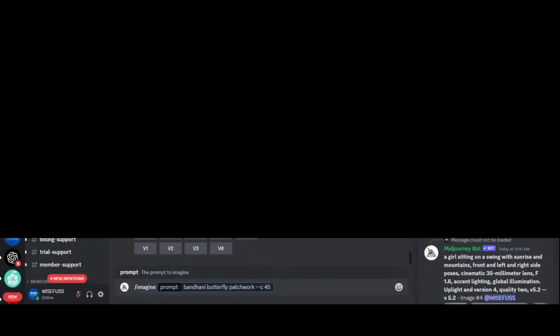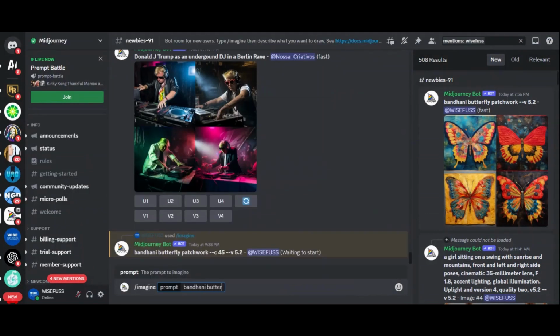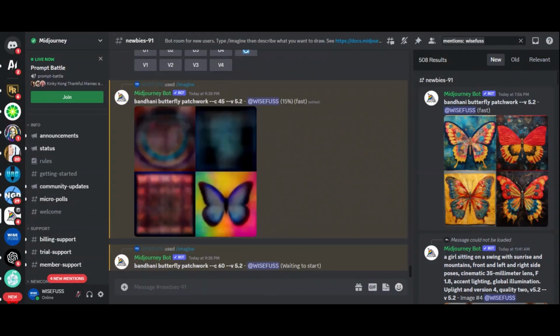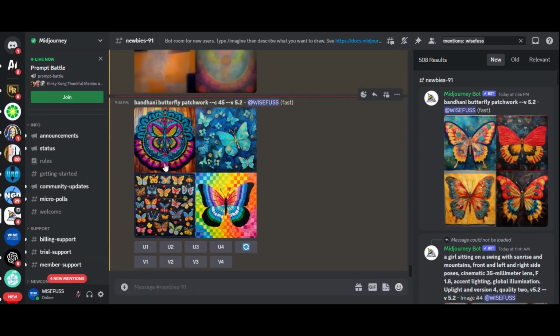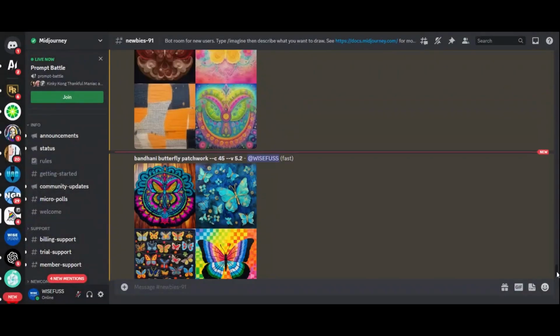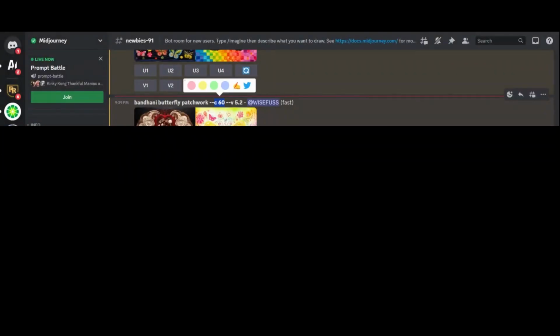Segment number 3. Unleashing chaos for creative mayhem. Chaos, chaos, chaos. No, we are not going mad. We are talking about the chaos parameter. Adjusting the chaos levels can take your images from ordinary to extraordinary. We recommend experimenting with values like chaos 45 or chaos 60 to inject variety and surprise into your creations.